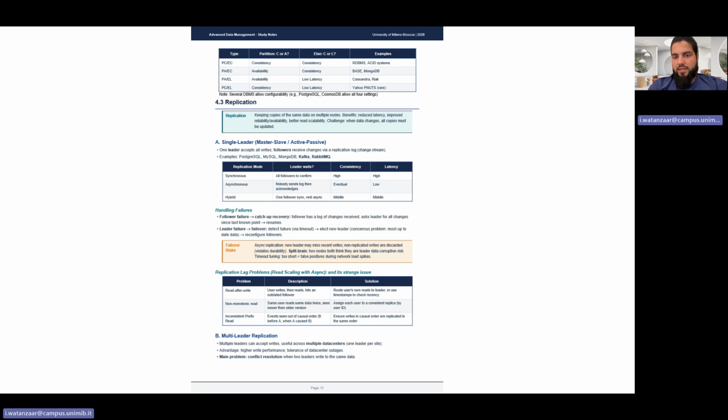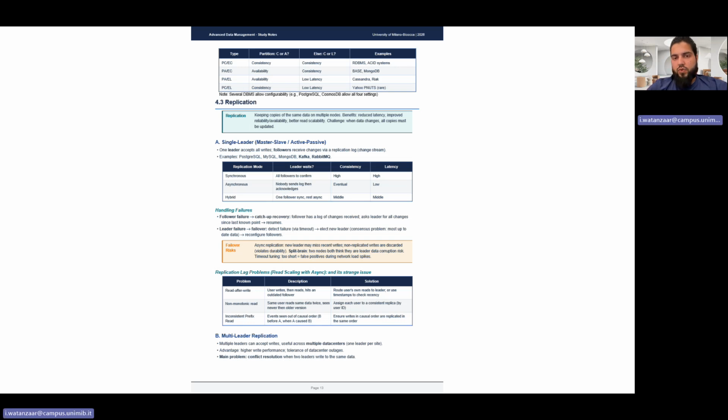One important aspect we need to address with a single leader, that is master-slave or active-passive, is the handling of failures. There could be two types of failures. One of them is a follower failure. It can be managed with the method of catch-up recovery. The follower has a log of changes received and asks the leader for all changes since the last known point, then resumes. So the followers are also keeping a log of the last updates, and according to the log, they receive the new updates.